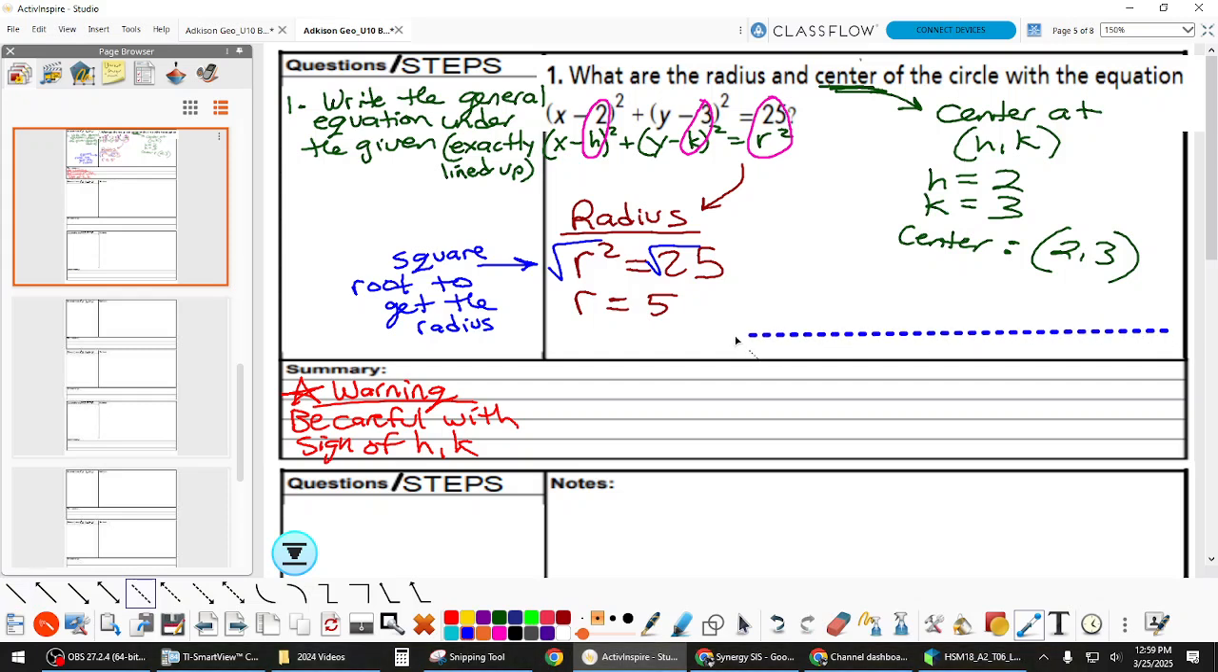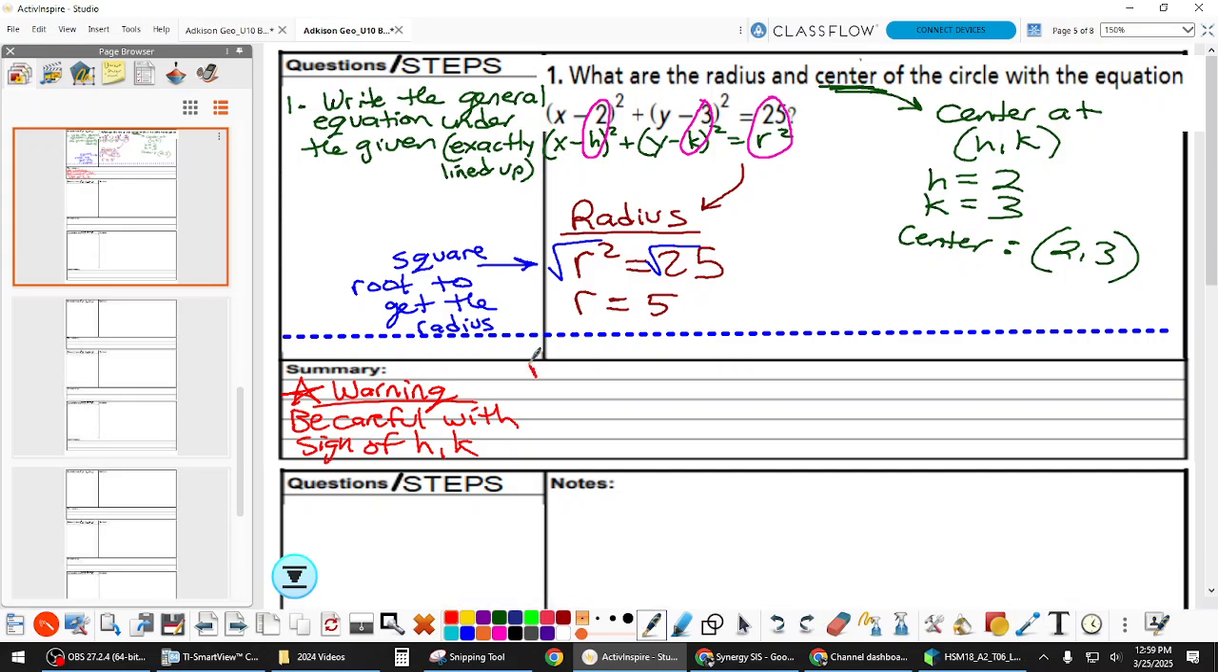So I don't want you to get mixed up. This is a different problem. Okay, so let's do an example of this warning. Let's say our equation is this instead: x plus 4 squared plus y plus 10 squared equals 30. Everybody get that written down?